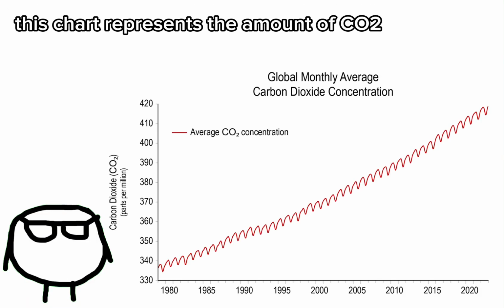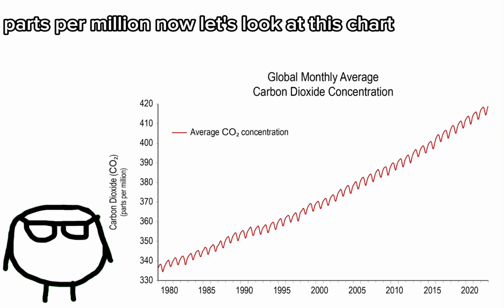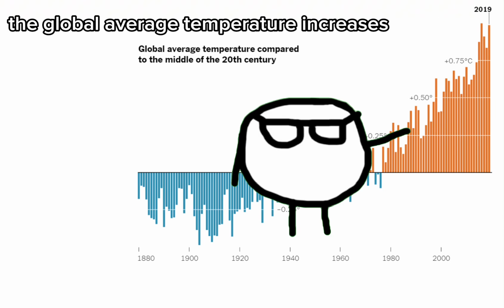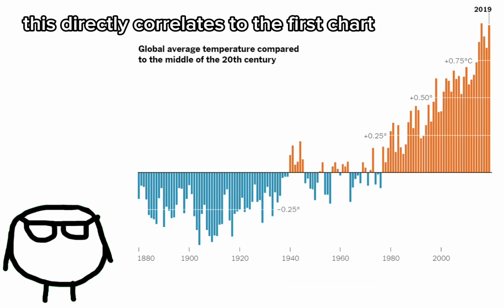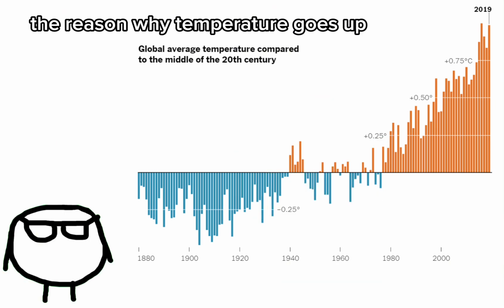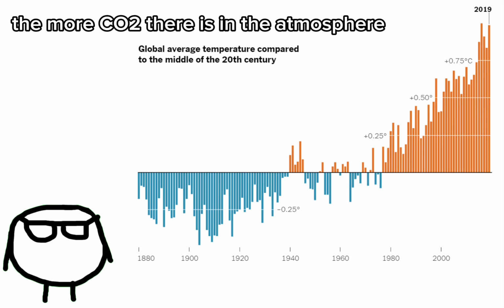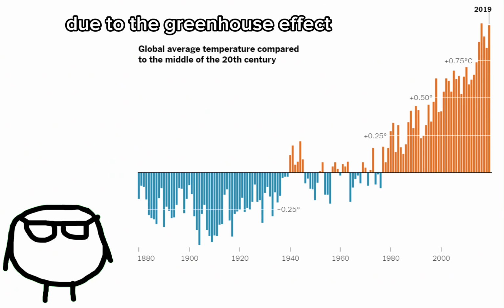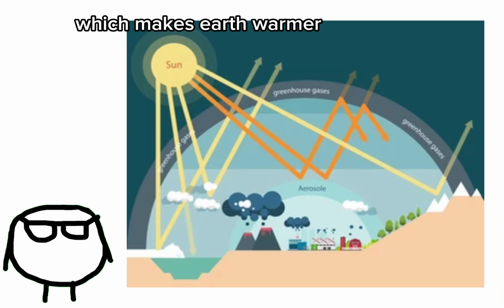This chart represents the amount of CO2 in parts per million. Now let's look at this chart. As you can see over time, the global average temperature increases the closer we get to the present. This directly correlates to the first chart. The reason why temperature goes up the more CO2 there is in the atmosphere is because CO2 traps heat in the atmosphere due to the greenhouse effect, which makes Earth warmer.